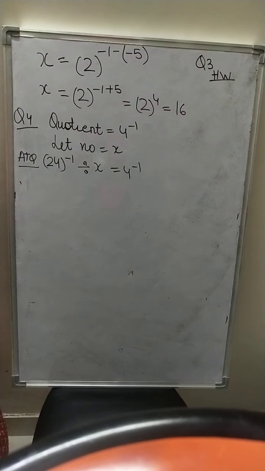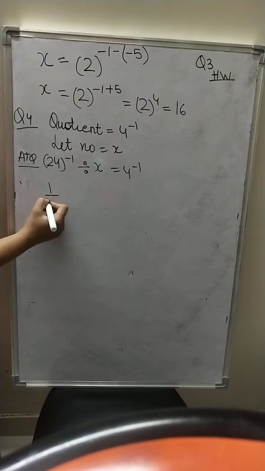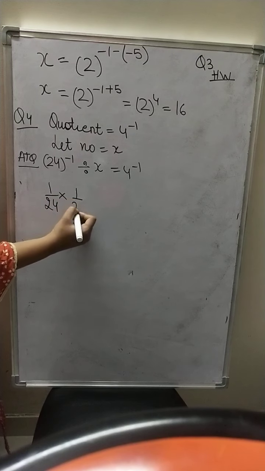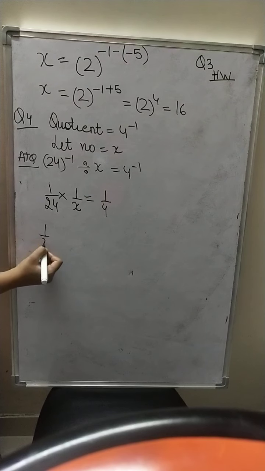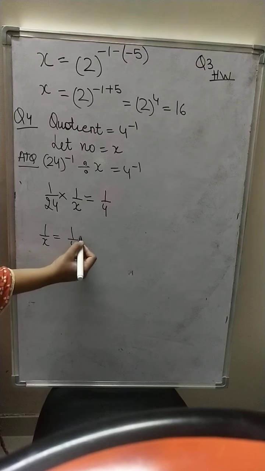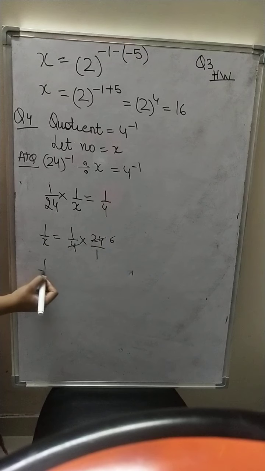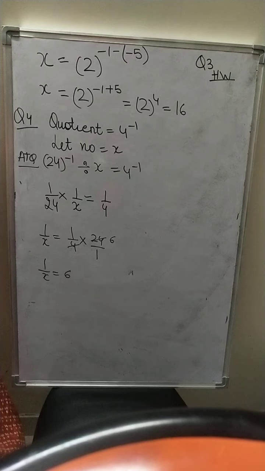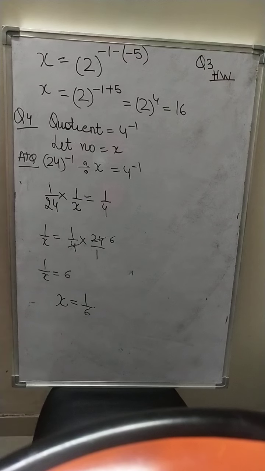Do not take it over there directly. Remember, the division sign is there. You have to change it into multiply. So I am also making the exponents positive along with the brackets. So here I will do into 1 upon x is equal to 1 upon 4. Now 1 upon x will remain on this side and I will get 1 upon 4 into 24 upon 1. So this will cancel out and 1 upon x will come out to be 6. But we don't need the value of 1 upon x. We need the value of x. So I'll say x comes out to be 1 upon 6. Alright. So this is the required answer.